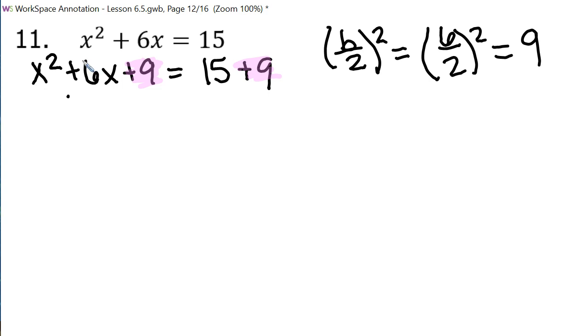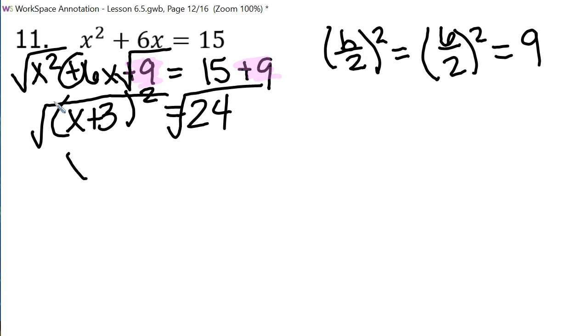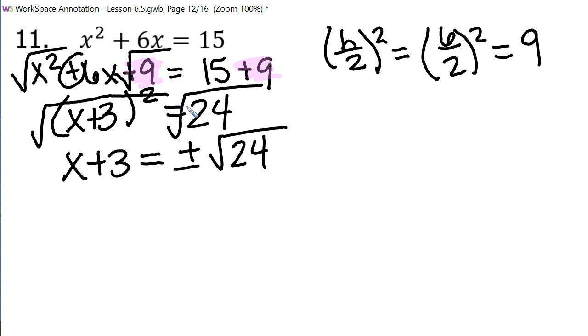Back to the perfect square trinomial. Square root the first one, square root the last one. Keep the sign in the middle. So what goes in the parentheses? x plus 3. And what's 15 plus 9? 24. And the opposite of squaring. Square root both sides. And what happens when we square root the square? That cancels. So bring down your x plus 3. That equals plus or minus the square root of 24.